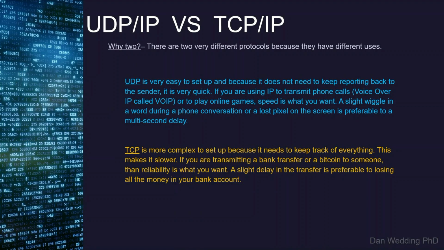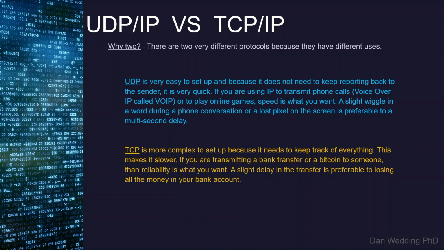UDP is very easy to set up, and because it does not need to keep reporting back to the sender, it is very quick. If you're using IP to transmit phone calls, voice over IP, called VoIP, or to play online games, speed is what you want. A slight wiggle in a word during a phone conversation, or a lost pixel on the screen is preferable to a multi-second delay.